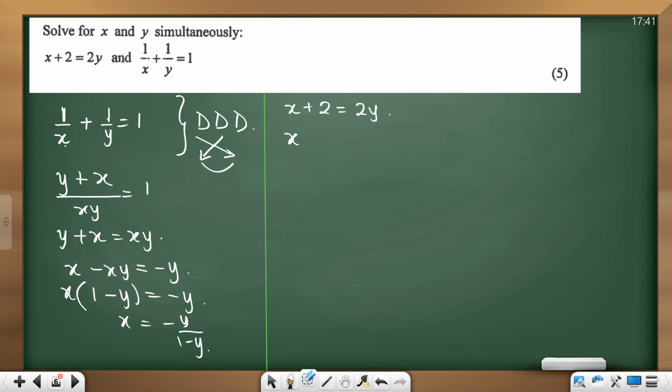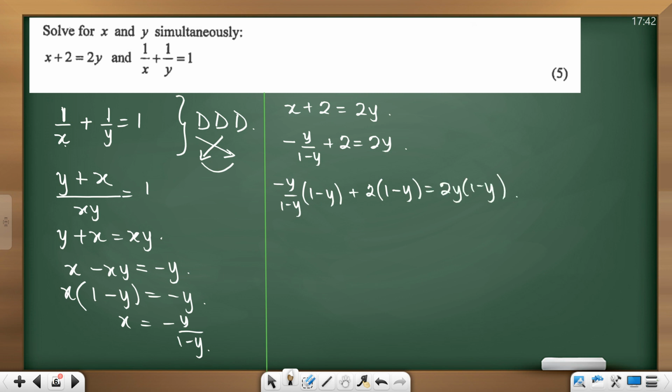So what is my x? I can now get rid of this x. Negative y over 1 minus y plus 2. Very easy. Get rid of the denominator. Multiply everything by, let me show you, 2y, 1 minus y. I have left negative y plus 2y equals to 2y.